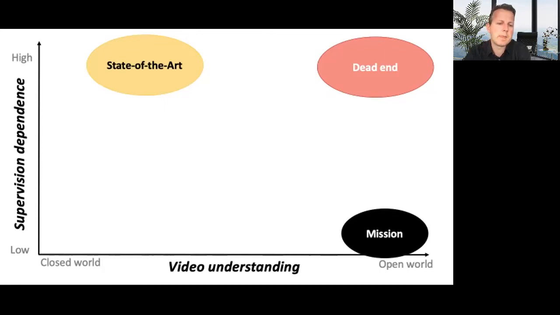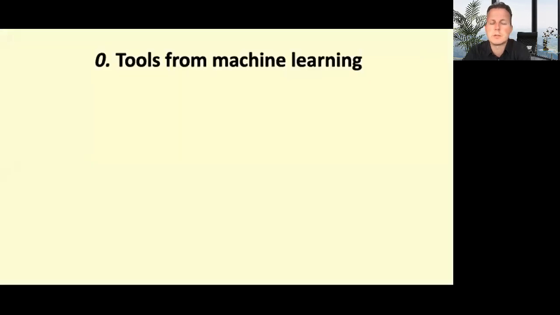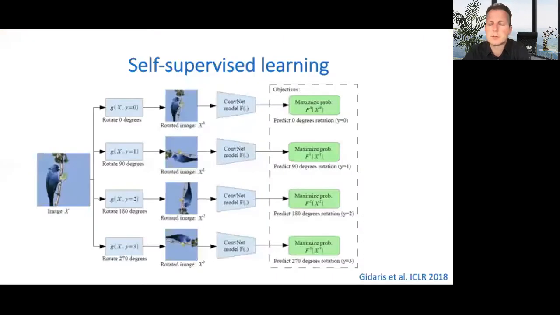Now, this is hard, but luckily there are all kinds of tools from machine learning that can help. So let me first provide you with a brief review of modern machine learning tools. First, there is self-supervised learning. Rather than labeling data and learning your deep learning network based on the provided labels, you can also use the structure that is available in video and image data as sort of pseudo labels.